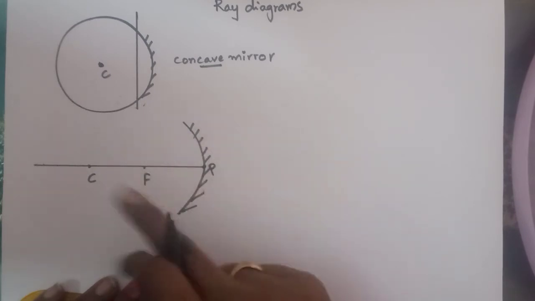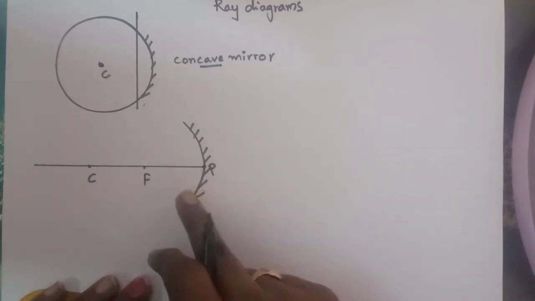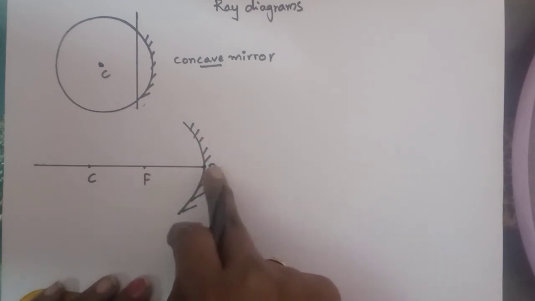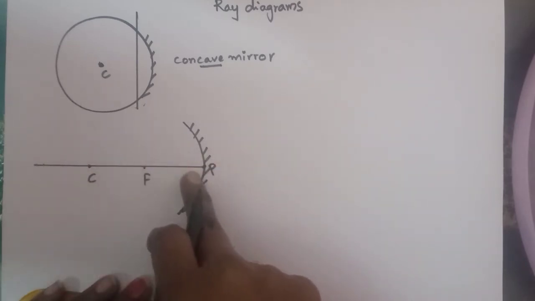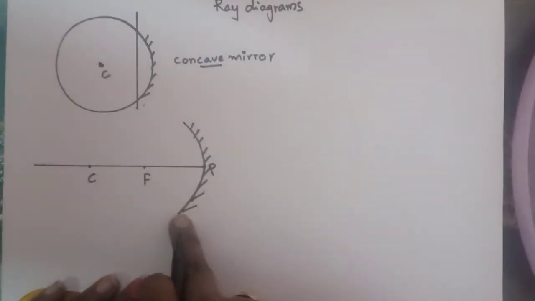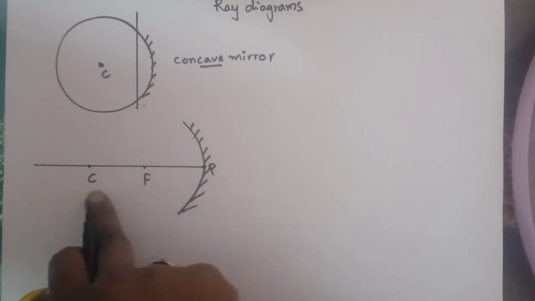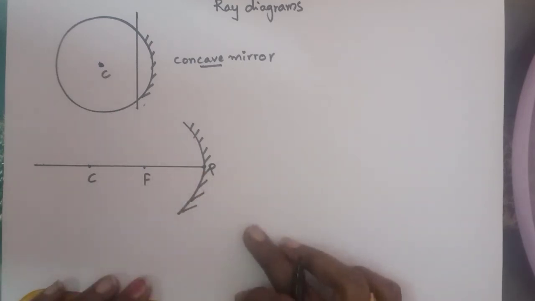There is a difference between principal focus and focal length. Focal length is the distance between the pole and the focus. And the principal axis is the line PC drawn between the pole and the center of curvature. These points, the focus and the center of curvature, are not on the mirror; they are apart from the mirror.